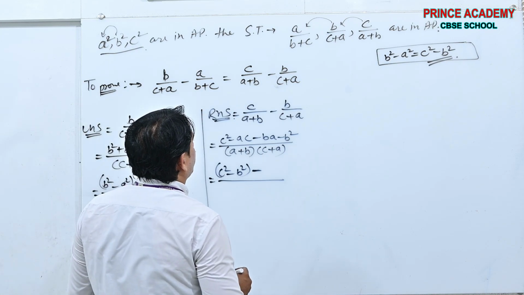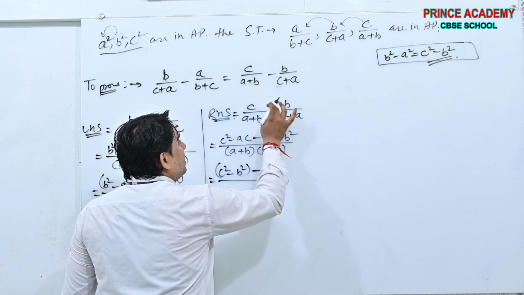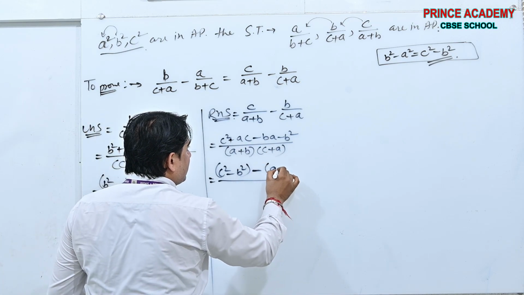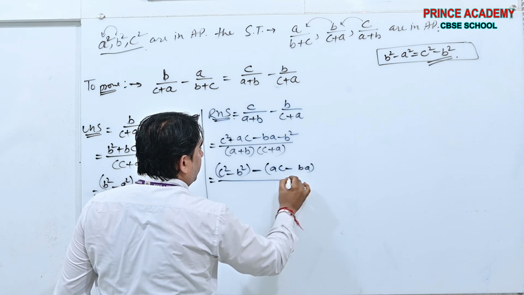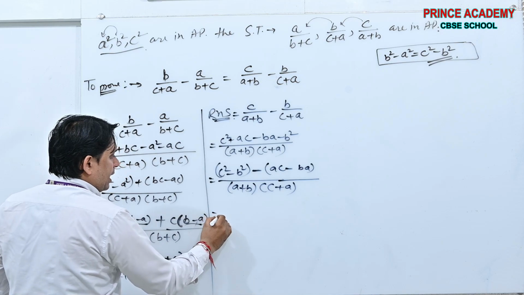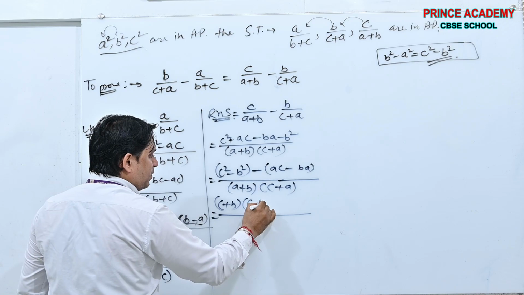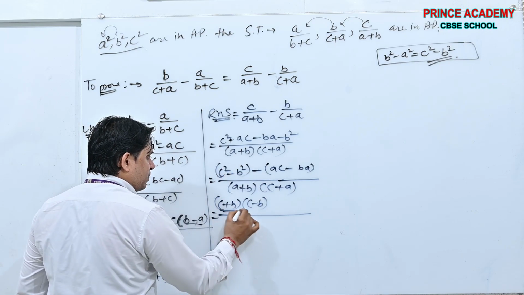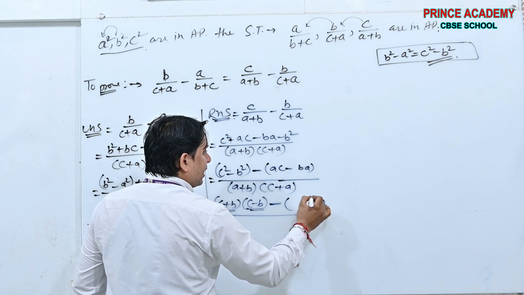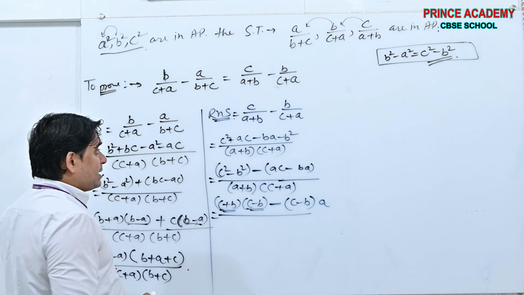Oh, sorry. What mistake I committed here? Can you see? c square plus ac. Okay, plus ac. Done. Now see, here these ac plus ba are put together, divided by (a plus b)(c plus a). Now see beta, here c plus b and c minus b, a square minus b square, a plus b, a minus c. If we take common a, we get c minus b, yes or no? We will get c minus b.